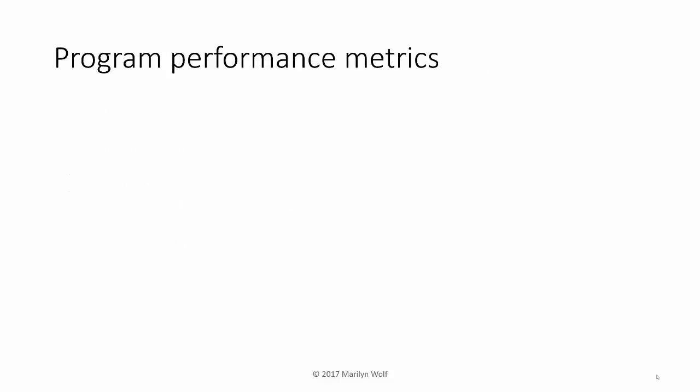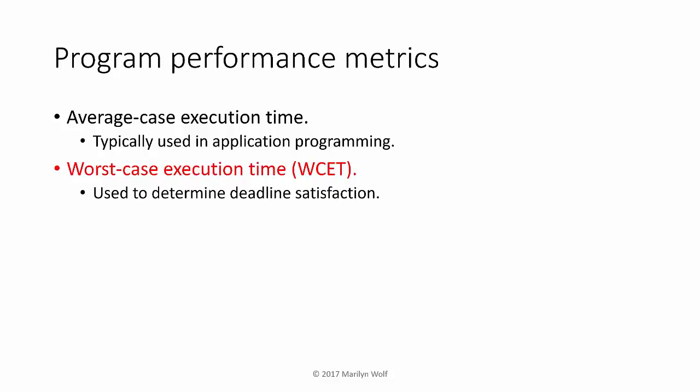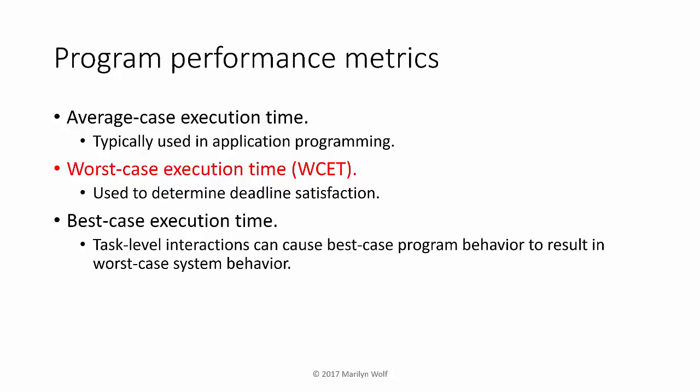We can measure program performance using different metrics. Average case execution time is typically used in IT applications. That's useful, but it's insufficient for embedded systems. Worst case execution time, or WCET, gives us the longest execution time for any set of inputs. We use WCET to help us determine whether the embedded system will meet its deadlines. In some cases, we may also be interested in best case execution time, because interactions at the task level can mean that best cases cause certain unusual conditions to occur.